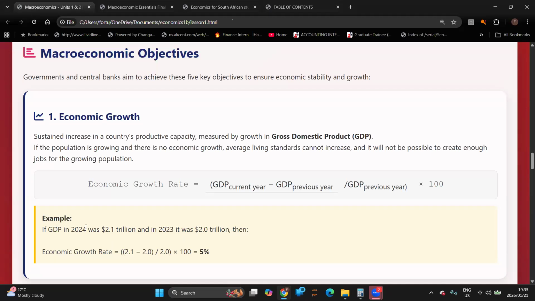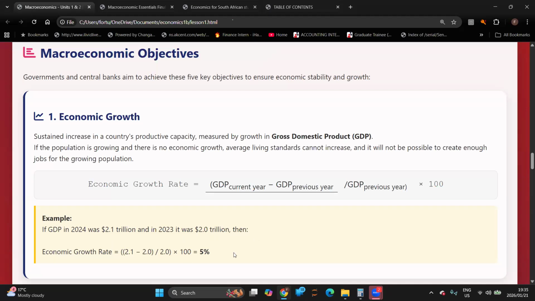So this is a very examinable element. Let me just highlight it. Whilst you're still here, you can be examined on the growth rate. You can be given statistics, and you're supposed to be calculating those particular statistics, how much an economy is growing.